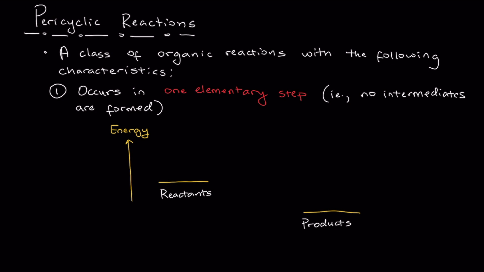And so if you're thinking about a reaction coordinate diagram for a pericyclic reaction, where you have your reactants on one end and your products on the other end, you should expect to see only one hill that connects the reactant state to the product state. So there are no intermediates in between these two states. And therefore, the reaction as a whole goes through and finishes in only one elementary step.